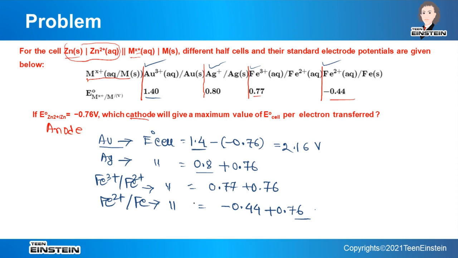Actually we don't even have to do the calculation, just look at the values of all the electrode potentials for the cathode that are given. It is easily understandable that 1.4 is the maximum value among these four. So obviously when we combine these two, it will give the maximum value of E0 cell, and that is asked in the question. So the correct option will be the Au3+/Au system. Among these four, this will give the maximum electrode potential.